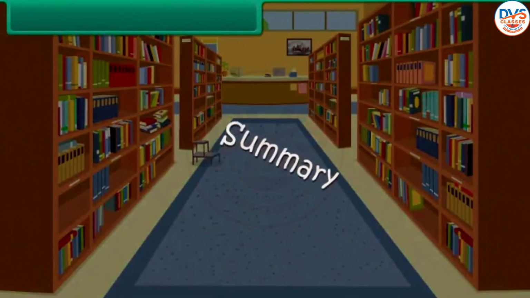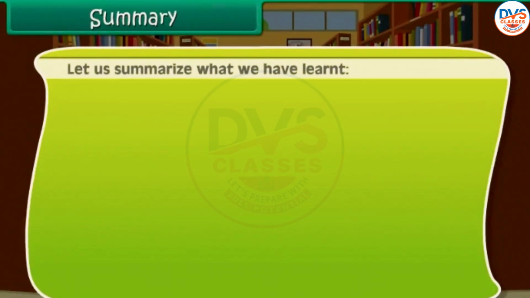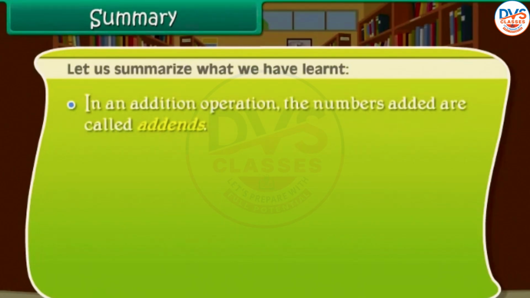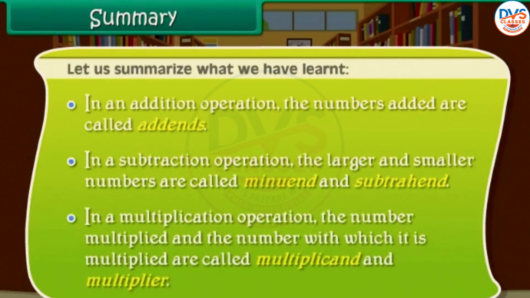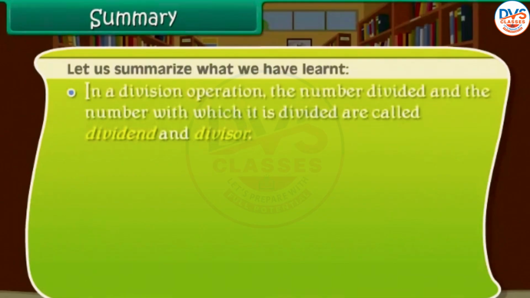Summary. Let us summarize what we have learned. In an addition operation, the numbers added are called addends. In subtraction operation, the larger and smaller numbers are called minuend and subtrahend. In a multiplication operation, the number multiplied and the number with which it is multiplied are called multiplicand and multiplier. In a division operation, the number divided and the number with which it is divided are called dividend and divisor.